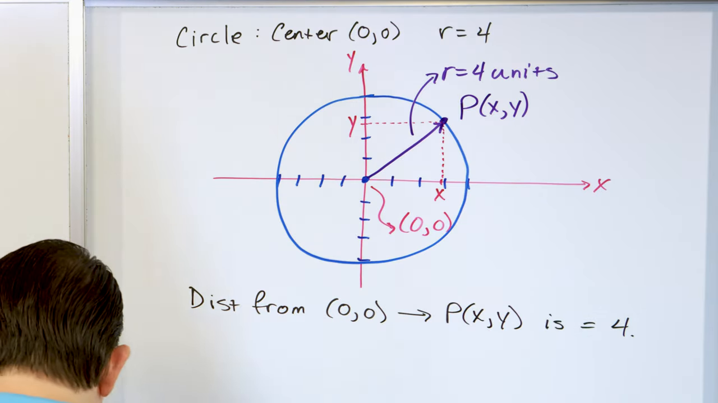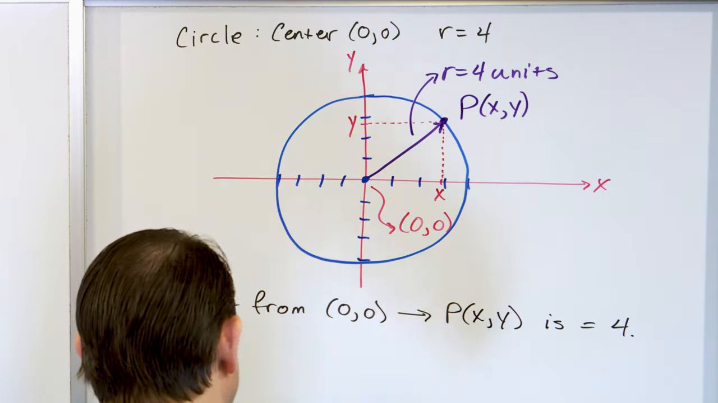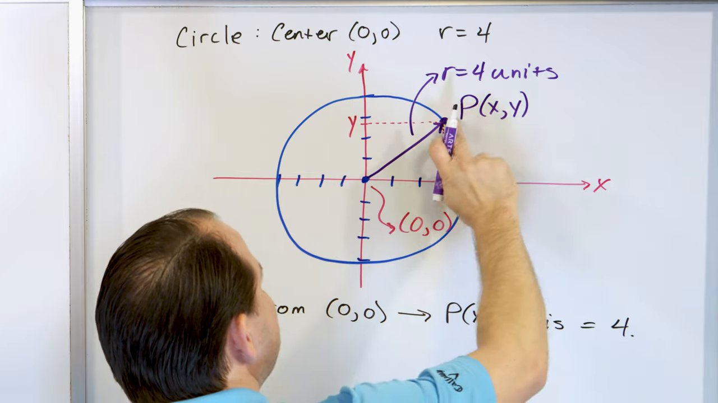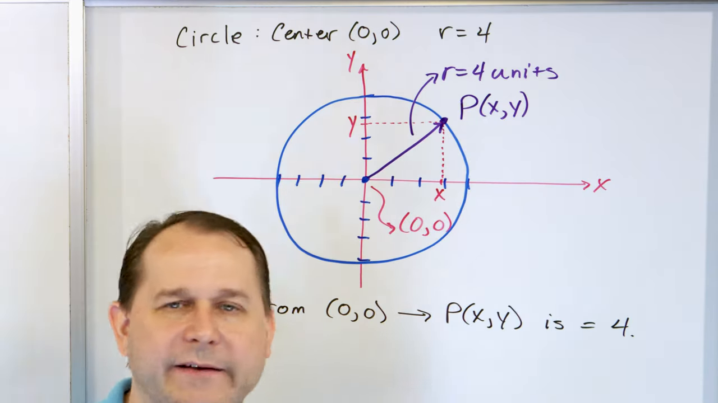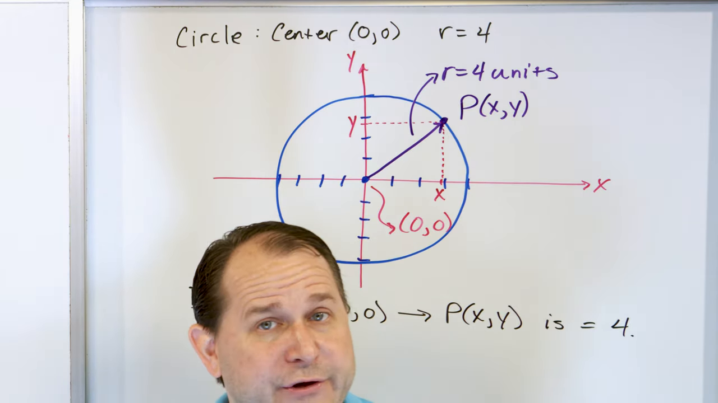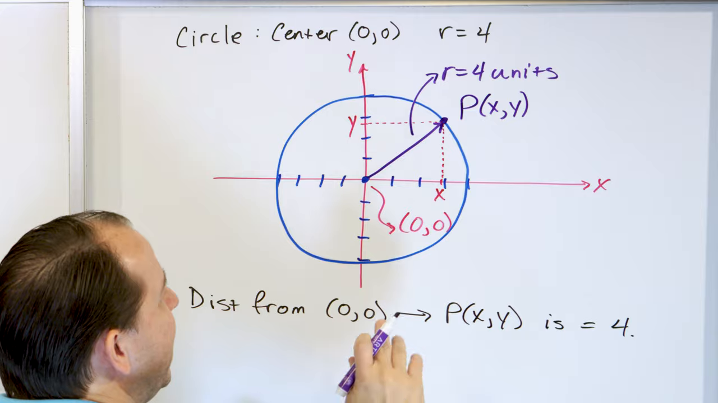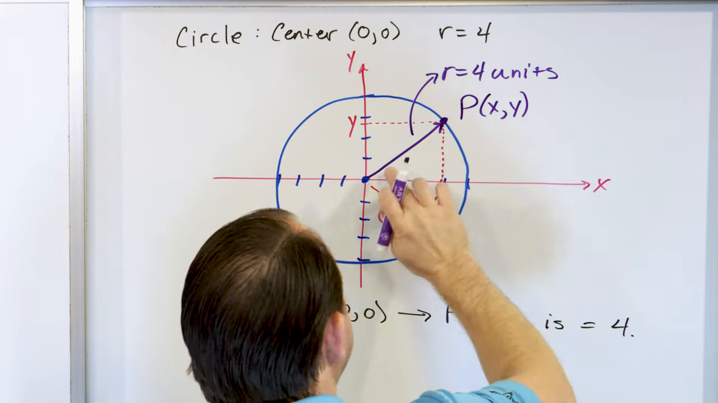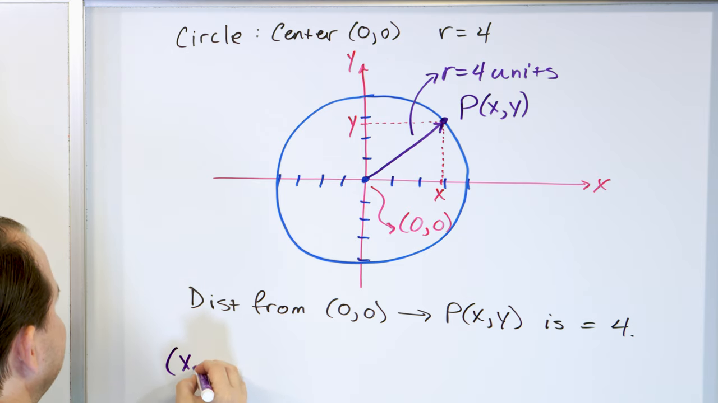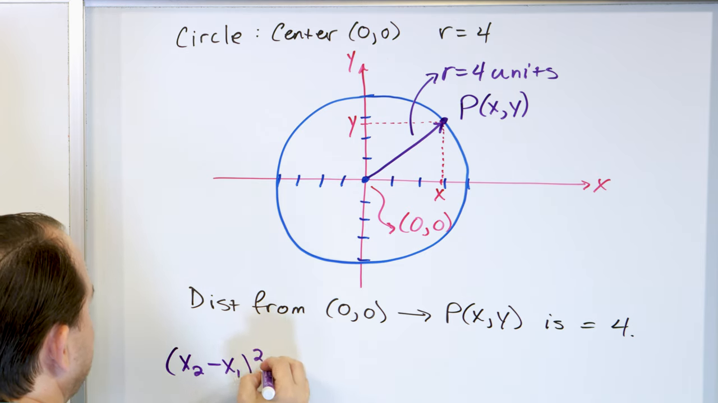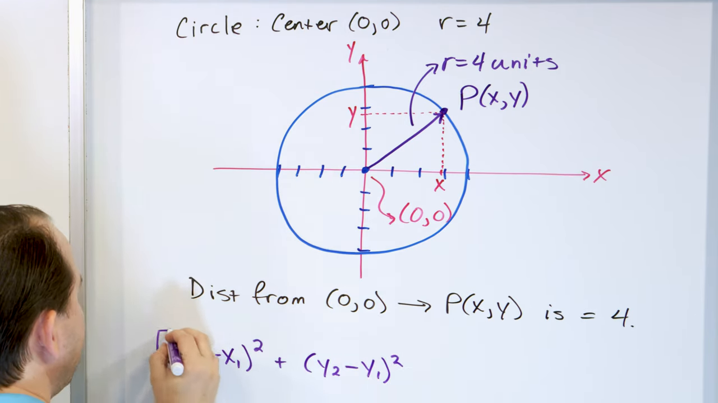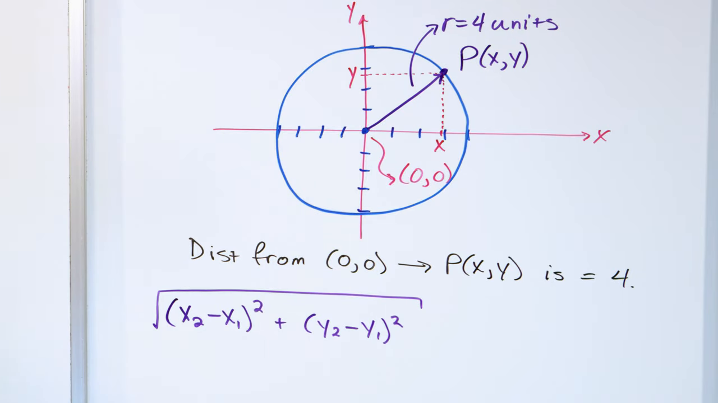So how do we write that down? The way we're going to write that down is called the distance formula. What is the distance between 0, 0 and x, y? Now, I know we don't know what x, y is. That's the whole point. But we know that the point has some x value and some y value. If we were going to find the distance between here and here, we would do it exactly as we always do. Remember, the distance formula is x2 minus x1 quantity squared plus y2 minus y1 quantity squared. We take the square root of that whole thing, right? That's what the distance formula is.